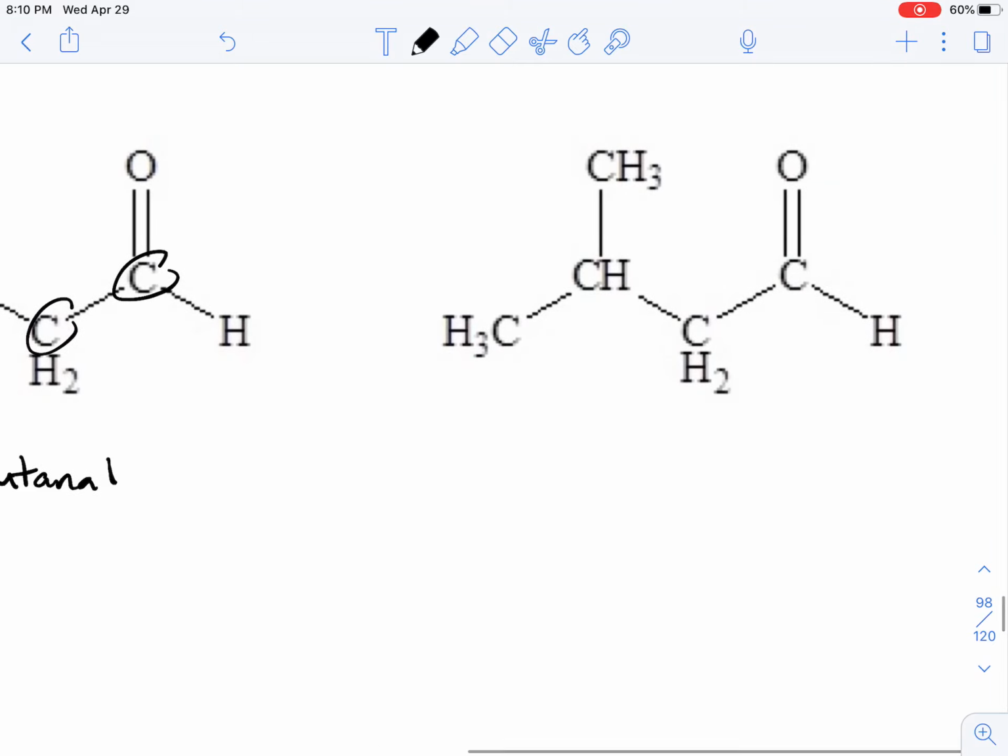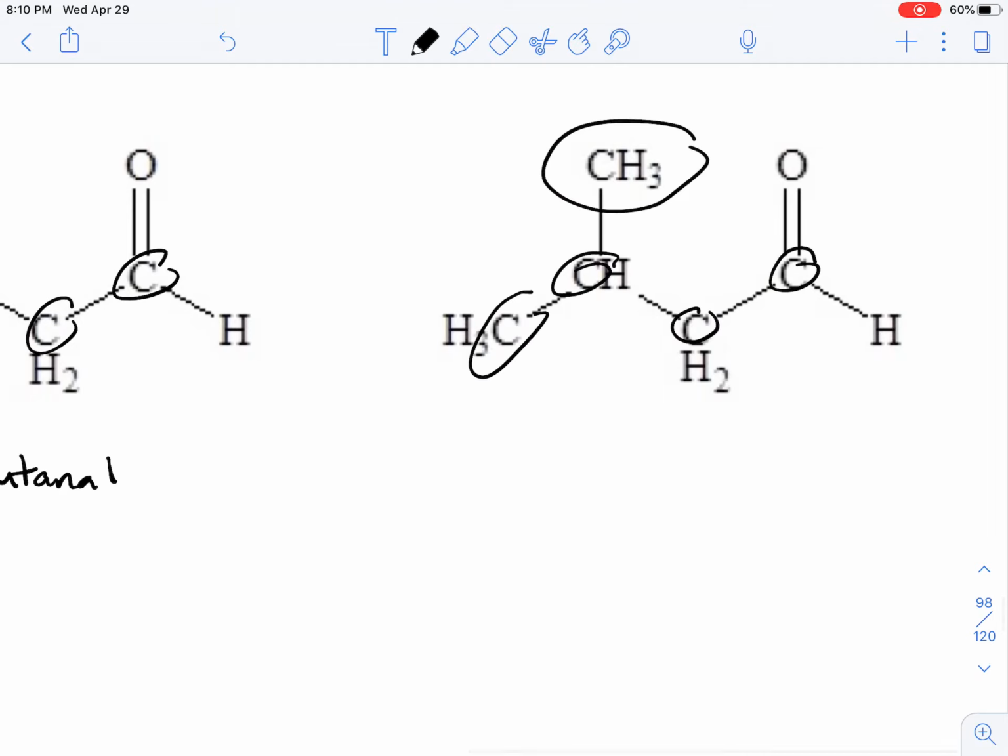Okay. Now here, it looks like we have a 1, 2, 3, 4-carbon chain, but there's a methyl group. And so if this is carbon number 1, this is 2, this is 3, and this is 4, the final answer is going to be 3-methylbutanal.